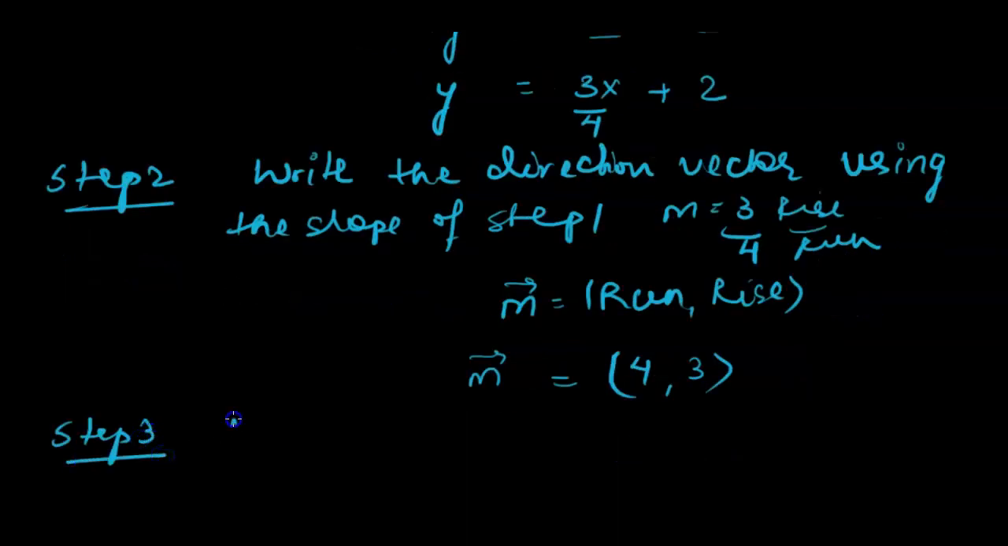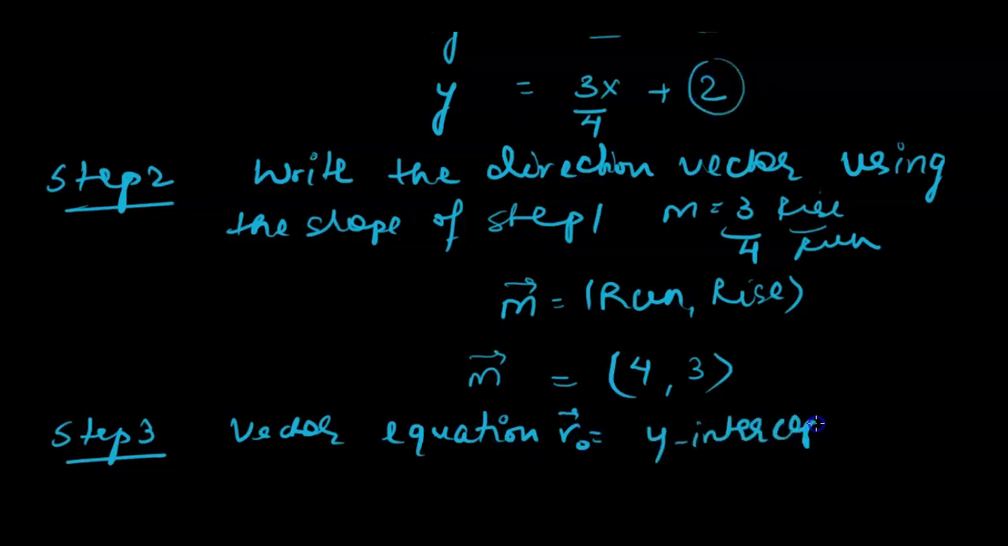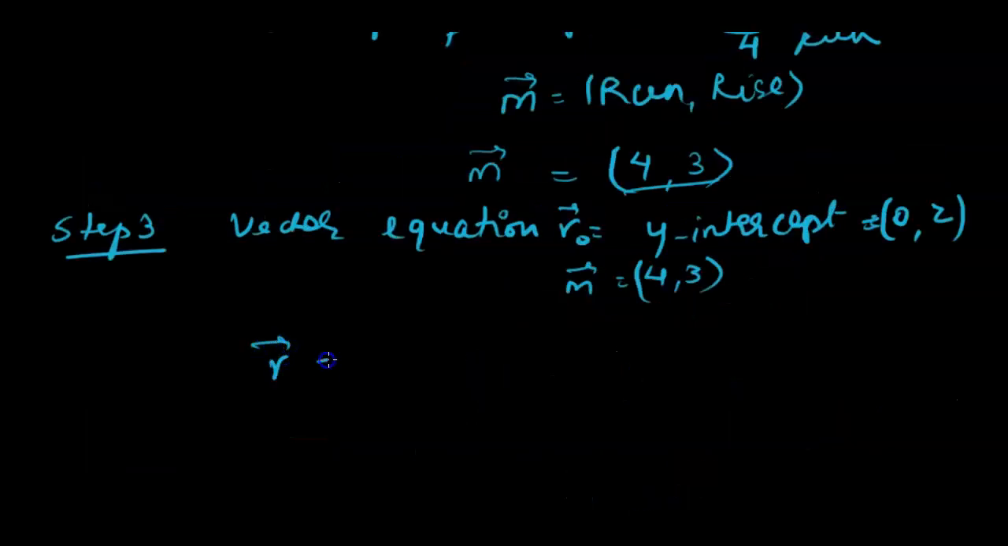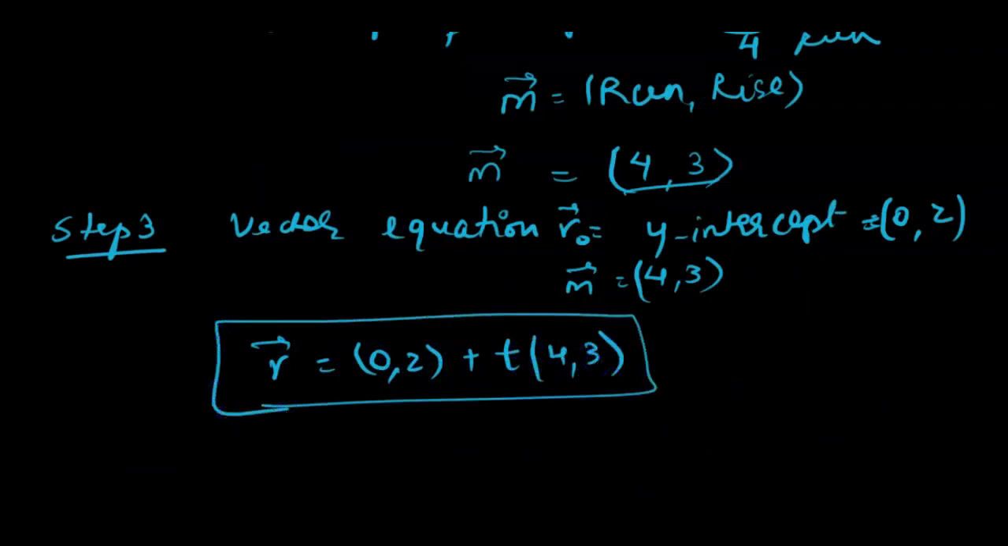Step 3 is to write the vector equation. For writing the vector equation, we need the point R0. R0 will be taken from the y-intercept. The y-intercept is (0, 2), and the direction vector we know is (4, 3). We'll put all this information together to write down the vector equation. Therefore, the vector equation is (0, 2) plus t(4, 3). And this is our final vector equation.